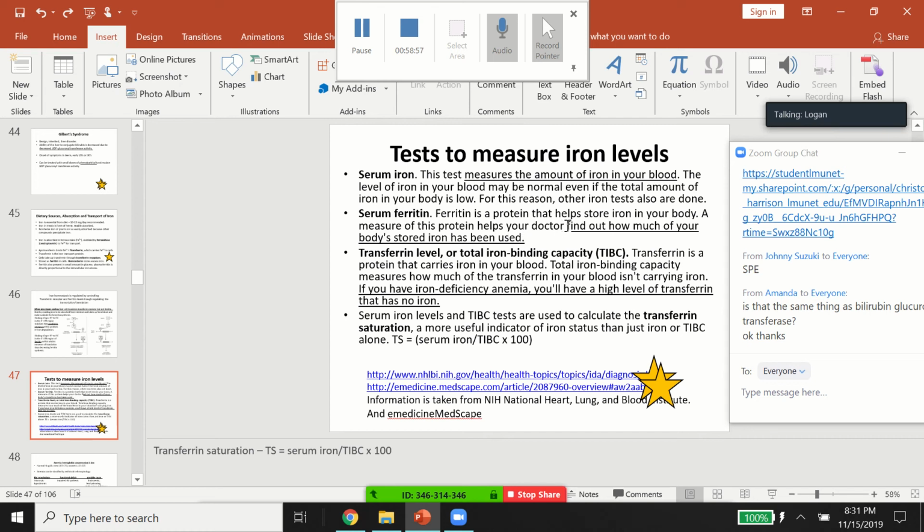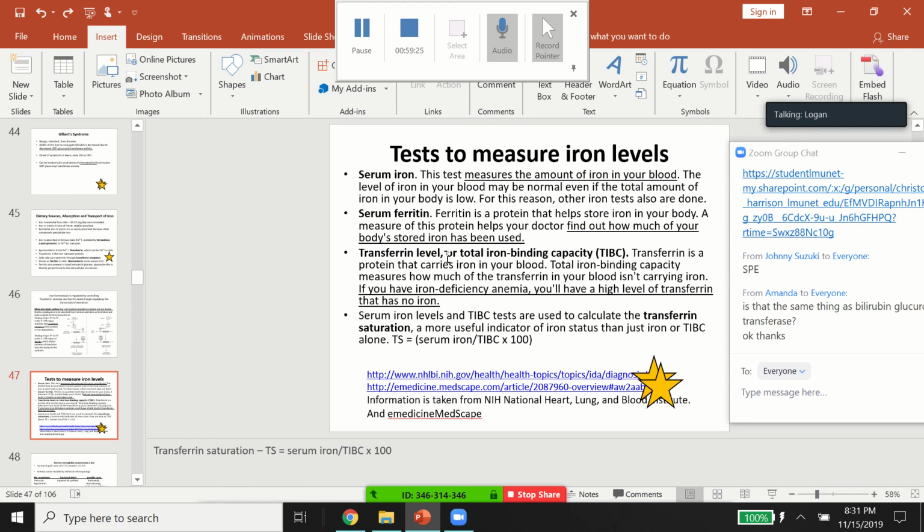But the thing that's more important here is not that it tells you how much is stored, but it helps you find out from that how much of your body's stored iron has been used. So not exactly what you would expect. You'd think, okay, I know how much iron storage I have, but it's more so to know how much has been used. So basically, if you're iron deficient or not.